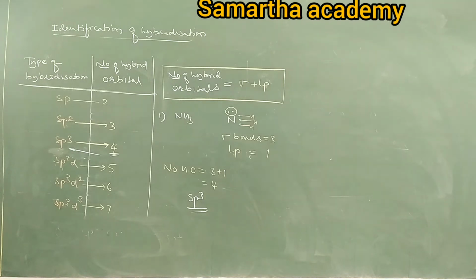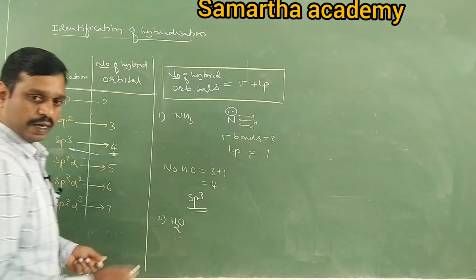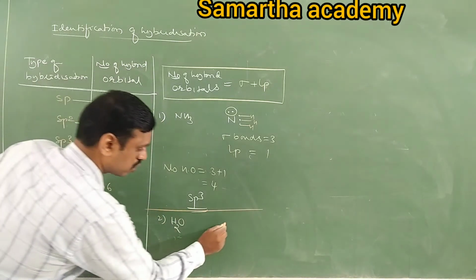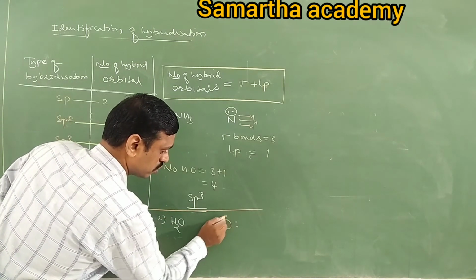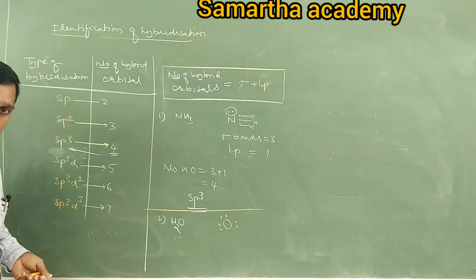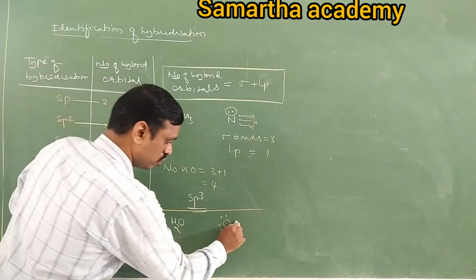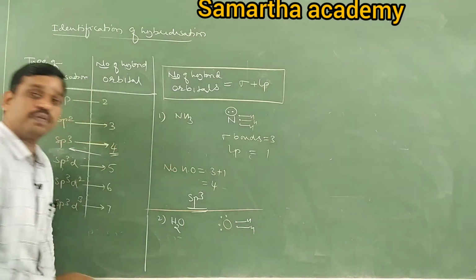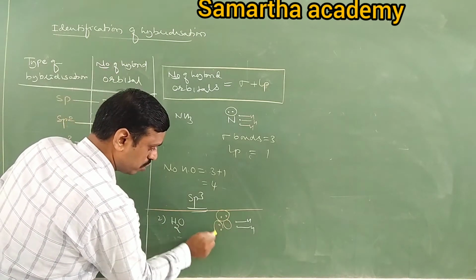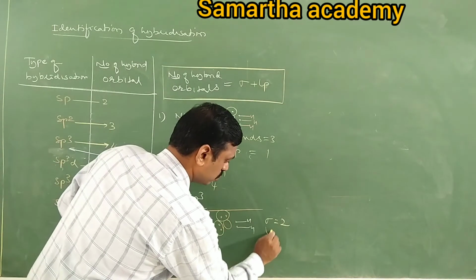take another example, water. Yeah, water. In water, what is the central atom? Oxygen. It belongs to the 16th group, 6 valence electrons. First write the central atom, then write the valence electrons. Then there are how many hydrogens? 2. So we know that each hydrogen can form one bond. Still there are how many lone pairs? 1, 2. Come on, tell me. Sigma equal to 2. Lone pair equal to 2.